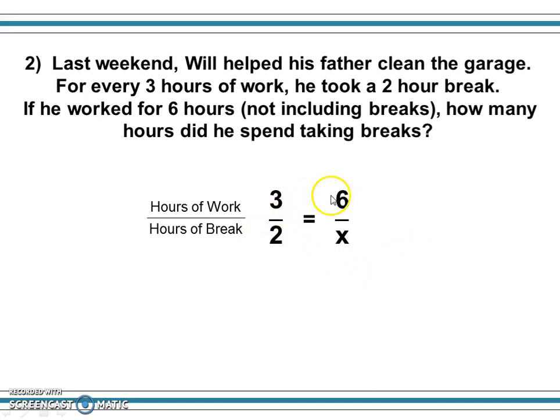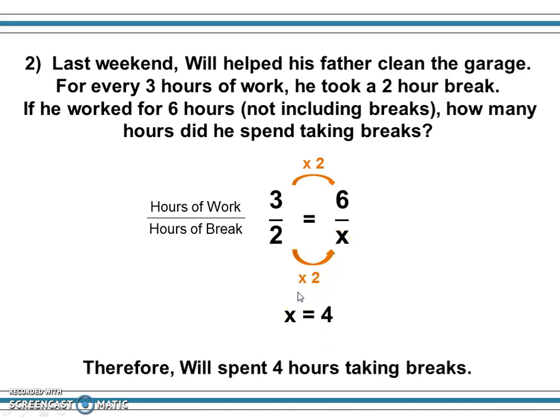I'm thinking horizontal will work really nicely here. I know 3 times 2 is equal to 6, and so 2 times 2 is going to give me 4. So he would take 4 hours of break.